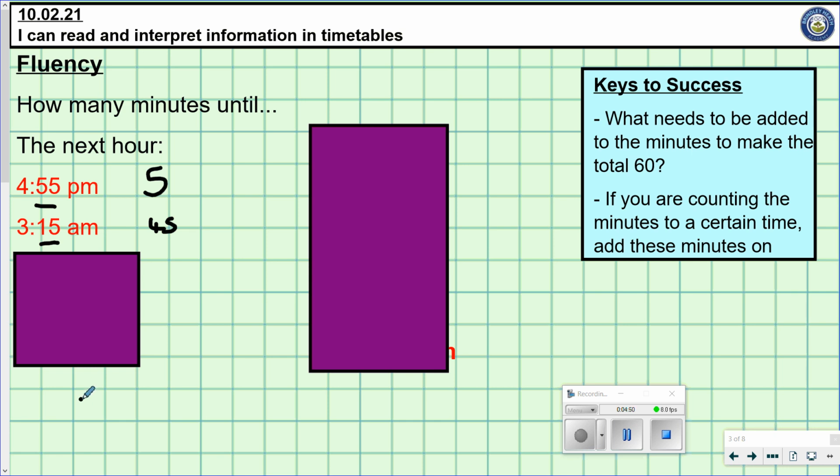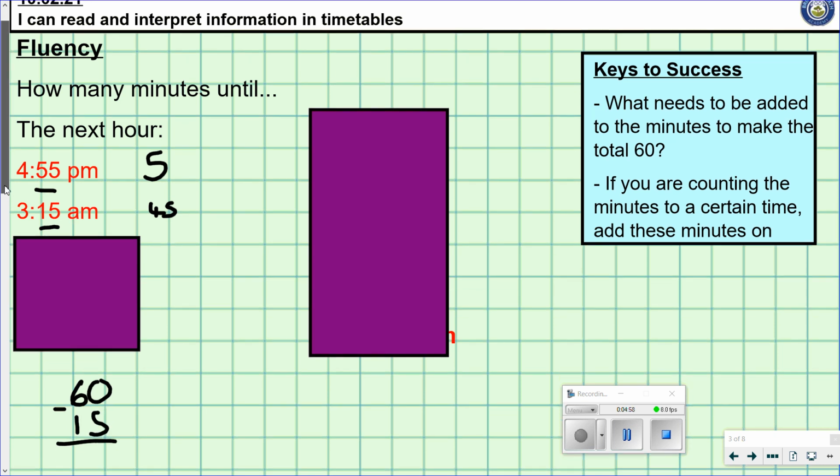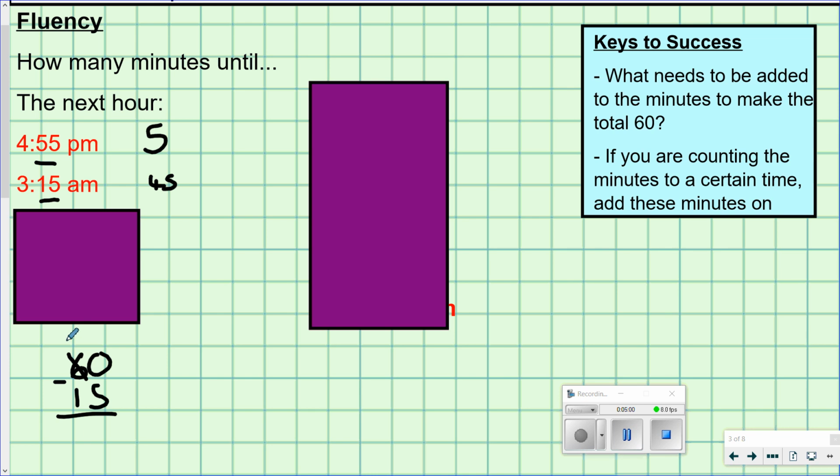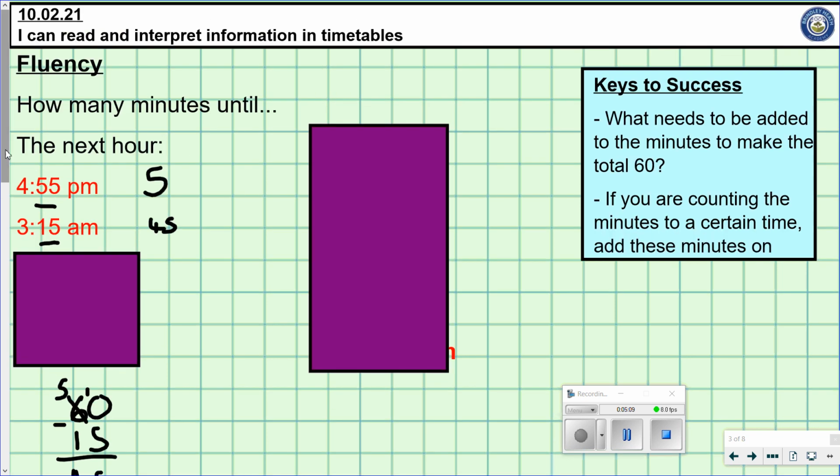If you're not sure, you can always do 60, take away whatever the minutes is. And that will give you the same answer. 0 take away 5, you can't do it. So I exchange, 10 take away 5 is 5, 5 take away 1 is 45. So if you're not sure on your number bonds to 60, you can always use subtraction to help you.